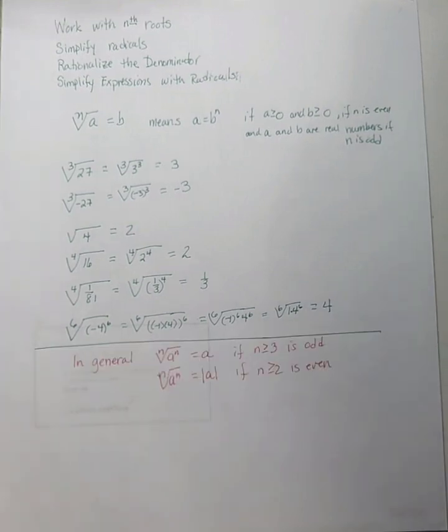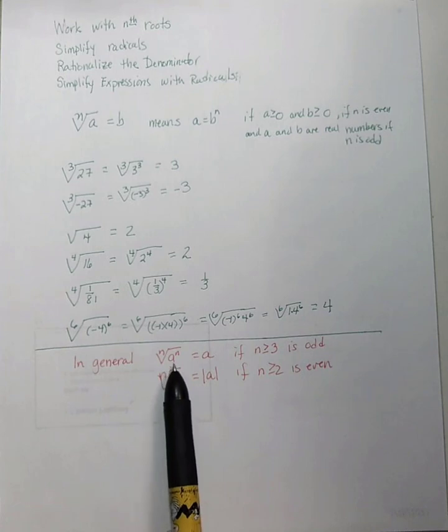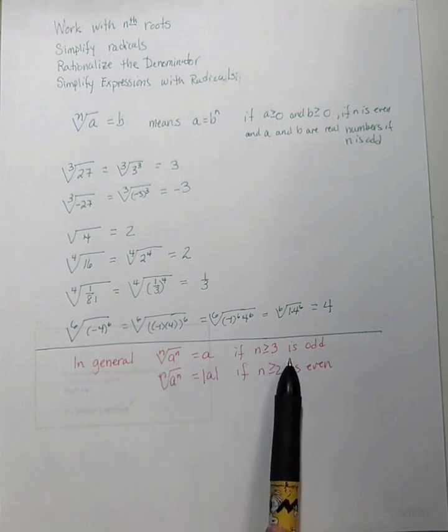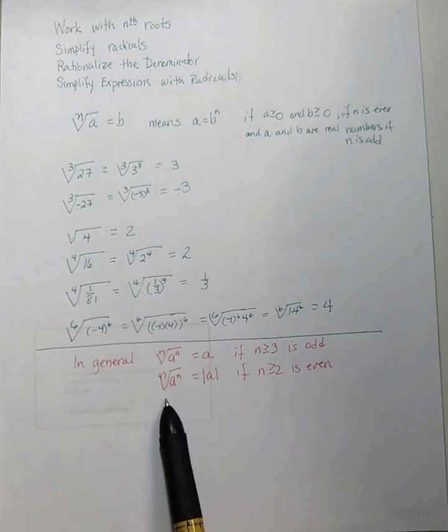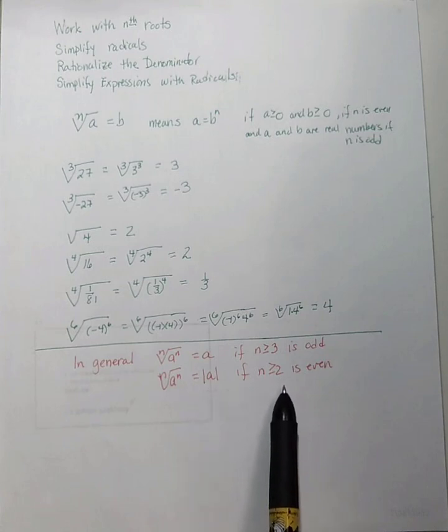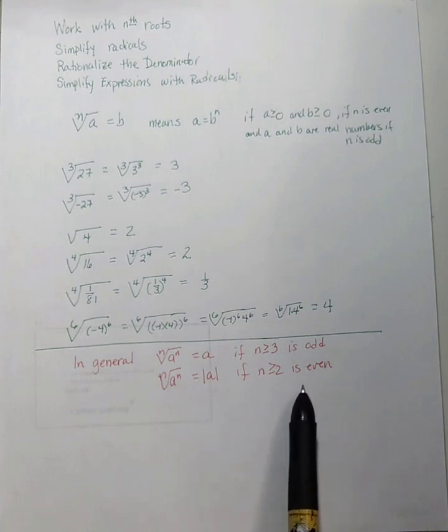So in general, we would say the nth root of a to the n equals a if n is greater than or equal to 3 and is odd. The nth root of a to the n is the absolute value of a if n is greater than or equal to 2 and n is even.